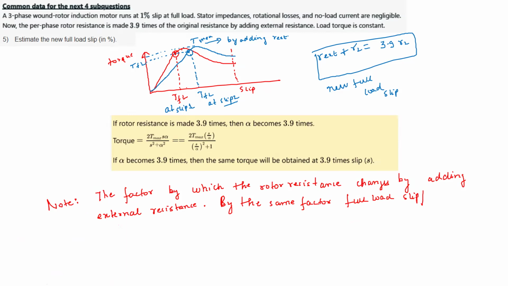They could have also asked you for the maximum torque slip. It happens for the maximum torque slip also, the same thing. The maximum torque slip changes because we are moving by the same factor. Since we're moving by the same factor, the slip at which the full load and maximum torque occurred will also shift by the same factor. That is why the new full load slip will be 3.9 times the old full load slip.